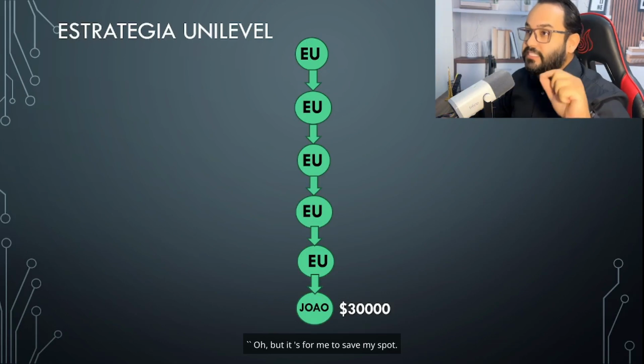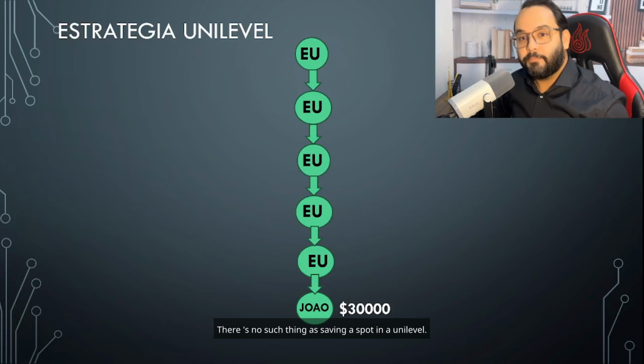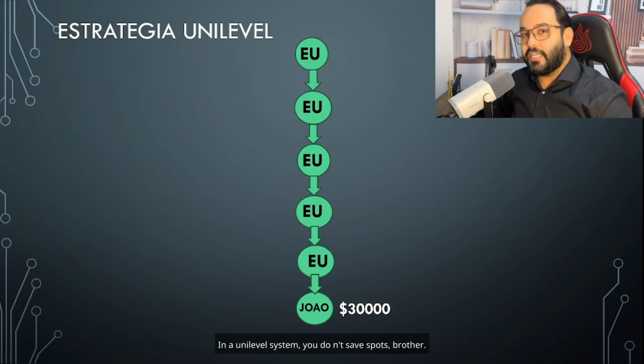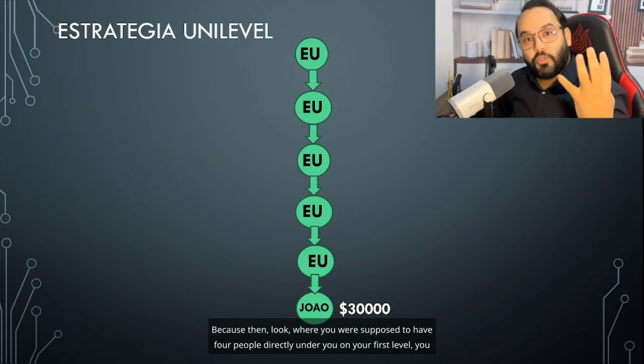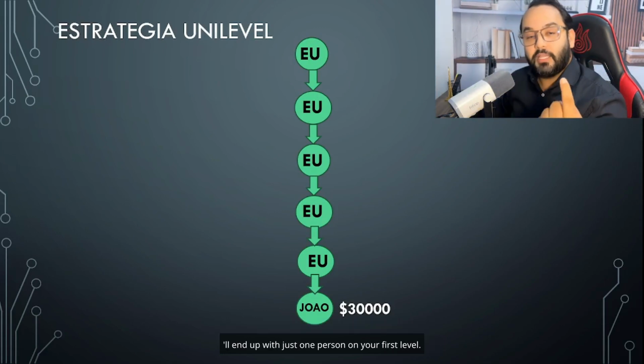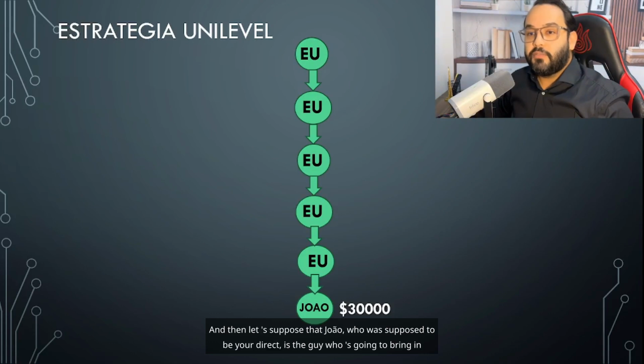Oh, but it's for me to save my spot. There's no such thing as saving a spot in a Unilevel. In a Unilevel system, you don't save spots, brother. Because then, look, where you were supposed to have 4 people directly under you on your first level, you'll end up with just 1 person on your first level. And the rest will be on the second, third, fourth, and fifth levels.